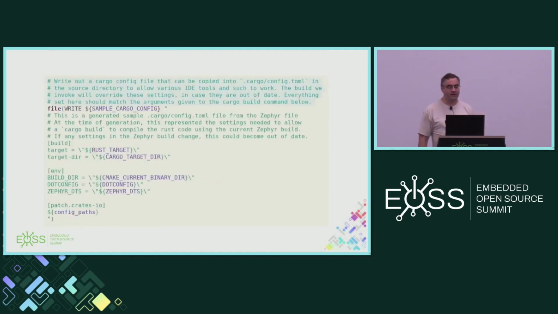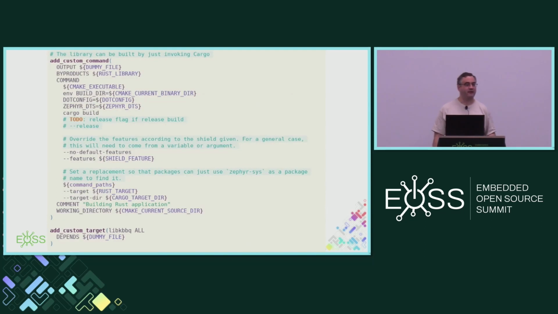So I mentioned that .cargo config. Here's the part of the CMake fragment that builds that. This just writes a file. It's in the build directory, so you'd have build, and then this would be build/ I forget the exact name I called it, and you can actually just symlink that to be your cargo config, and then things work for you.